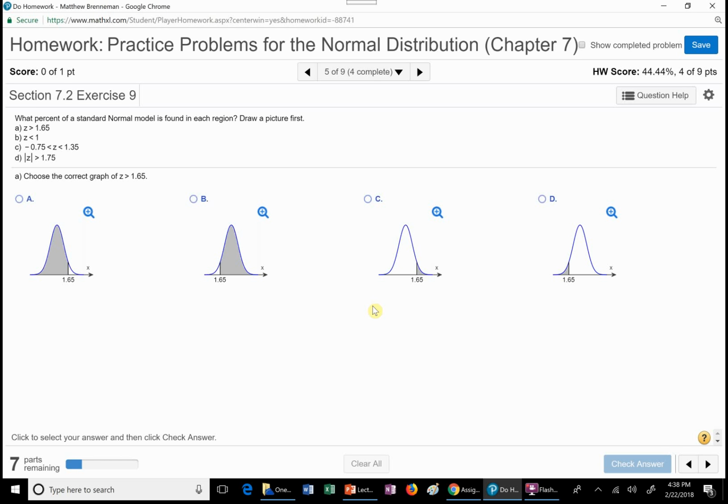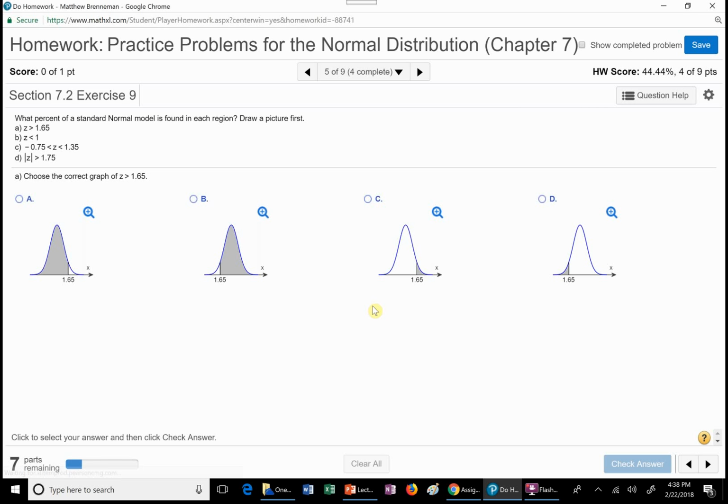Which ones do you think? C. Right. Why can't it be that one? I mean, these values are greater than 1.65. Why can't that be right? That's negative. It's on the wrong side of the mean. So you're using a fact about the standard normal, that it has a mean of 0, right?